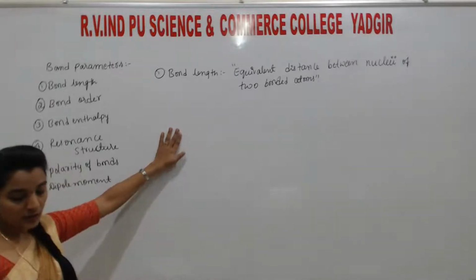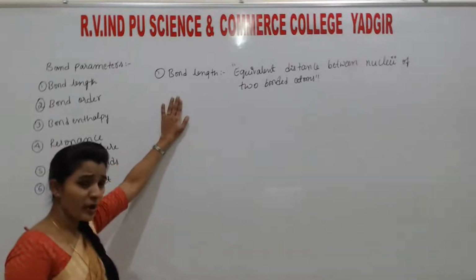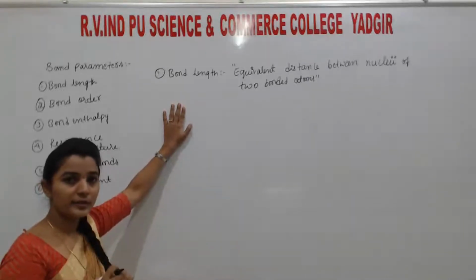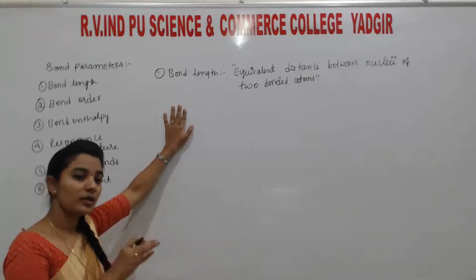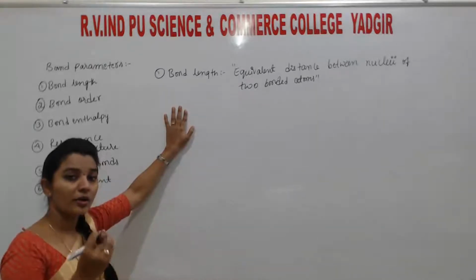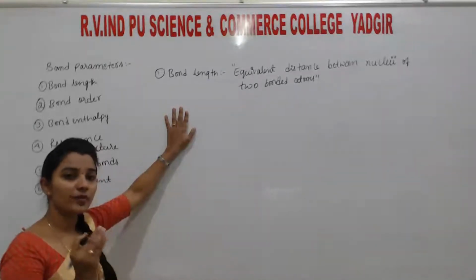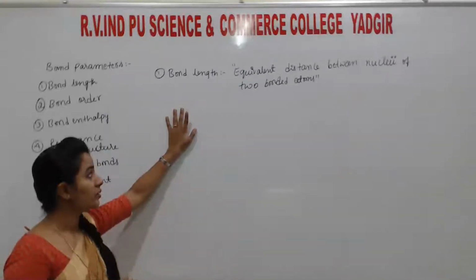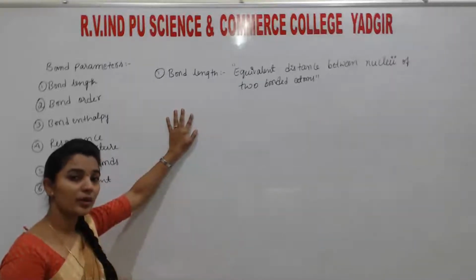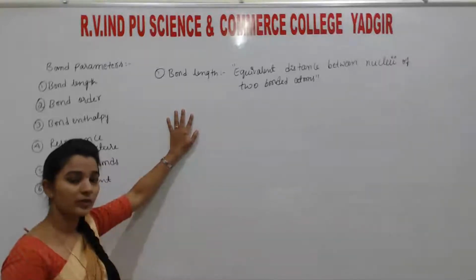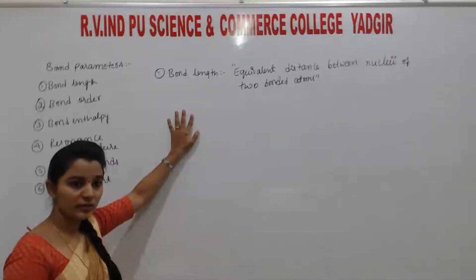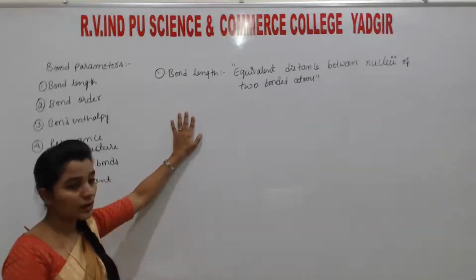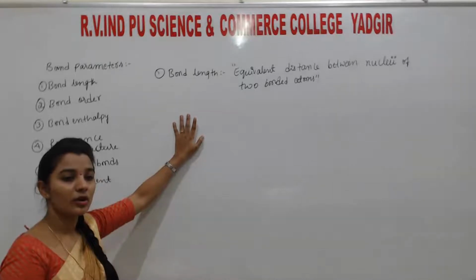Understand? The next is the types of bonds. Covalent means the bond takes place by sharing of electrons, and there the bond length is somewhat different. In an ionic bond, complete transfer of electrons takes place, and there the bond length is different. In a metallic bond, there is simply a force of attraction between the nuclei, and that bond length is different. But the main thing is that the equilibrium distance between the nuclei of two bonded atoms is called the bond length.